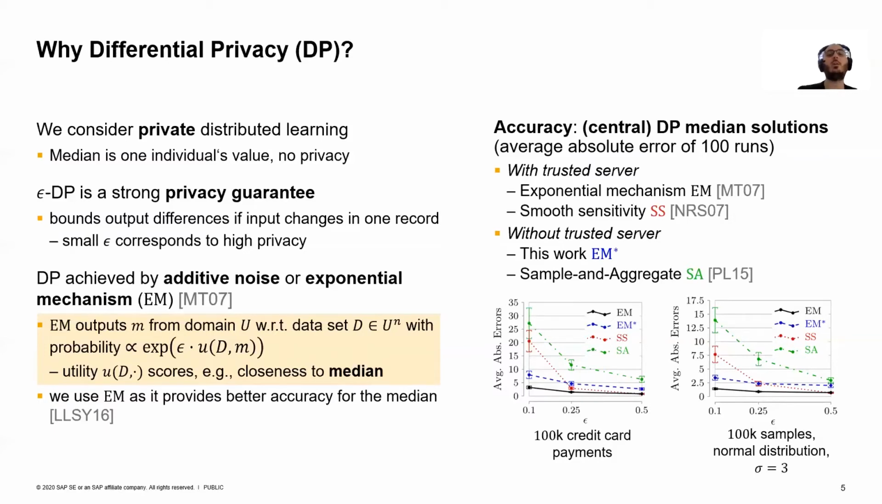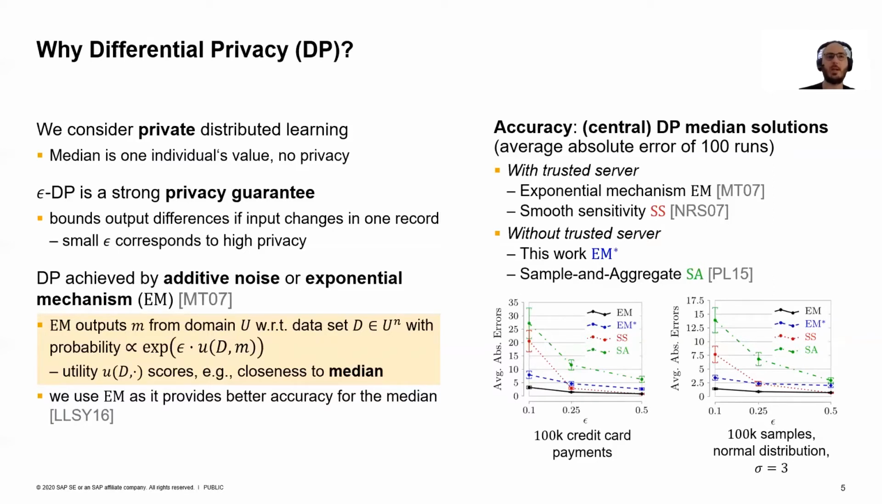And there are solutions without a trusted server, our work, here highlighted as blue, and a sample and aggregate-based version, highlighted in green. As you can see, the solution without a trusted server normally is a little bit worse. Our solution, however, is even better than the solution with a trusted server in the smooth sensitivity setting for low epsilon. Notice that we do not require any access to the data in the clear, unlike the solutions with a trusted server. How can we achieve this?